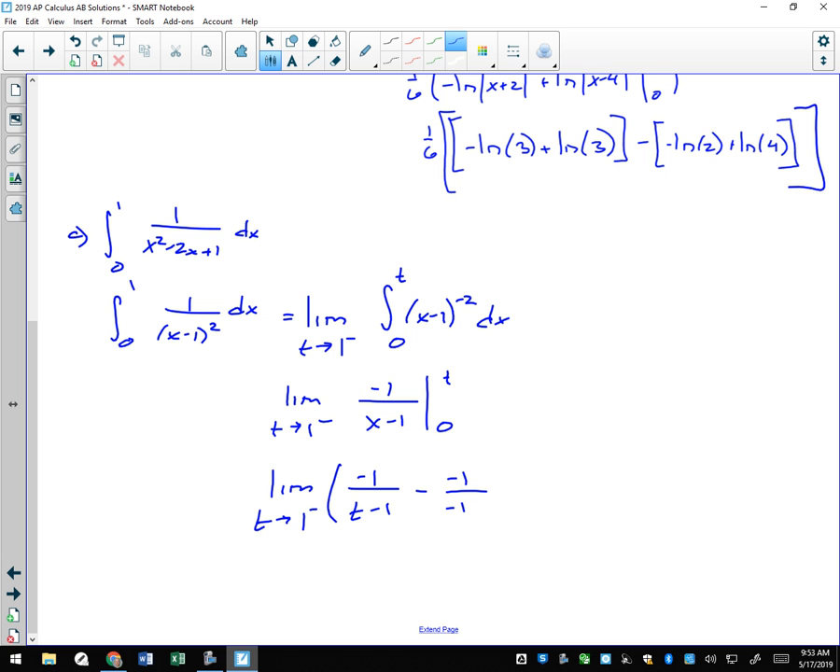Negative 1 over negative 1, and as t approaches 1 from the left, this guy is getting huge. That's going towards infinity. And so we get infinity minus 1, which diverges. Yep, that's good. So that is divergent.